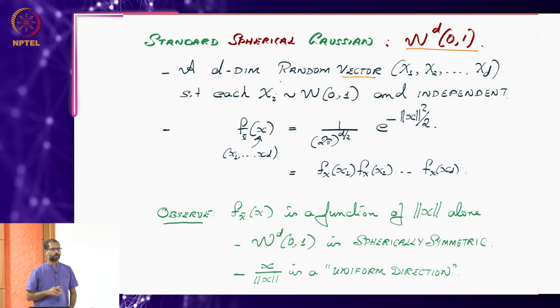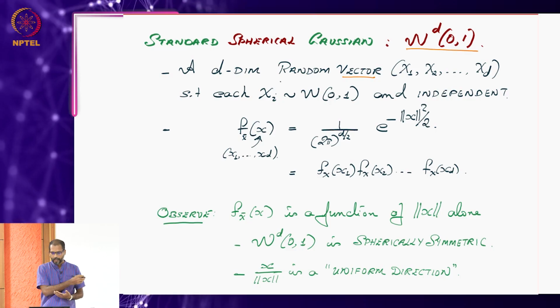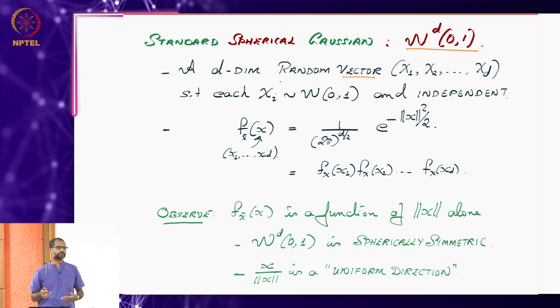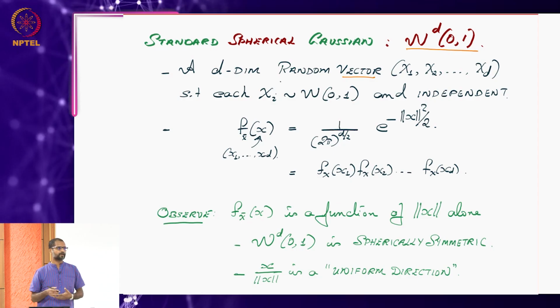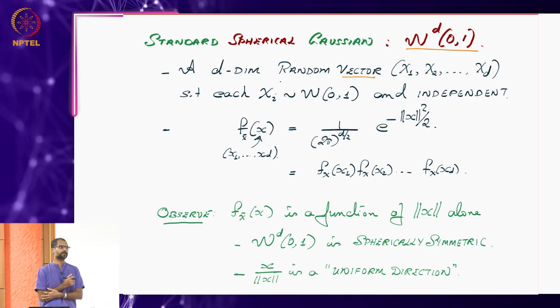And you also know, again I will not go too much into this, once you have independence then the joint distribution is very easy to find. It is going to be the product of the marginals, the product of the individual distributions.